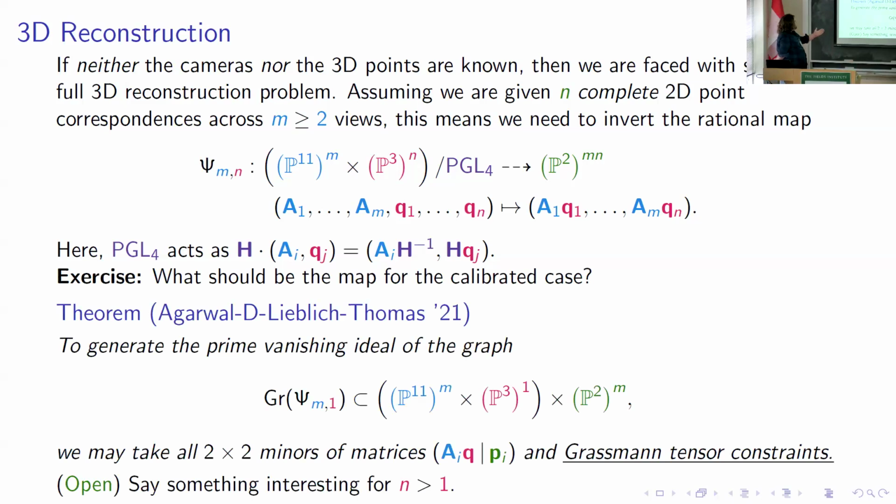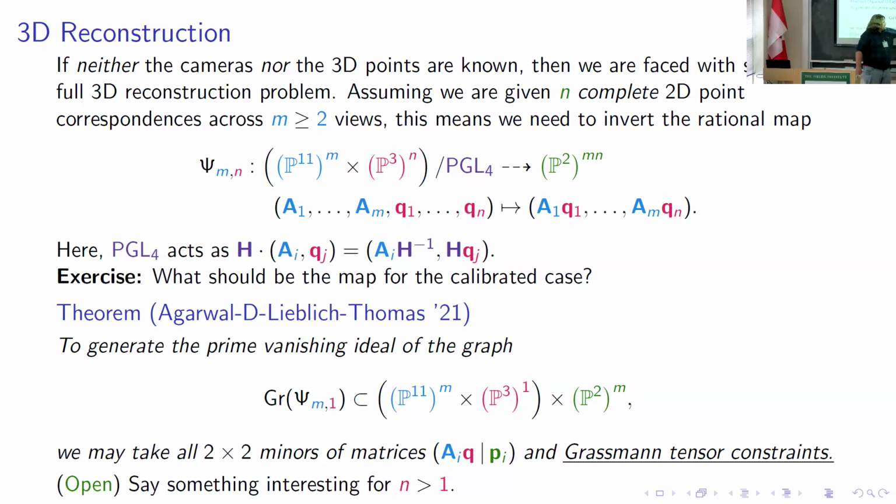Okay, this is a rational map. We're interested in things like the graphs of rational maps. So what can we say about this one? Well, if we have m cameras and 1 world point, then the vanishing ideal of this graph is known. This is something I worked out with my friends in Seattle, Samir Agarwal, Max Lieblich, and Rebecca Thomas. It's generated by 2x2 minors of this matrix A_i, Q, p_i. So this is a 3x2 matrix. I guess these minors, commutative algebra people would call these the Koszul relations, something like that.